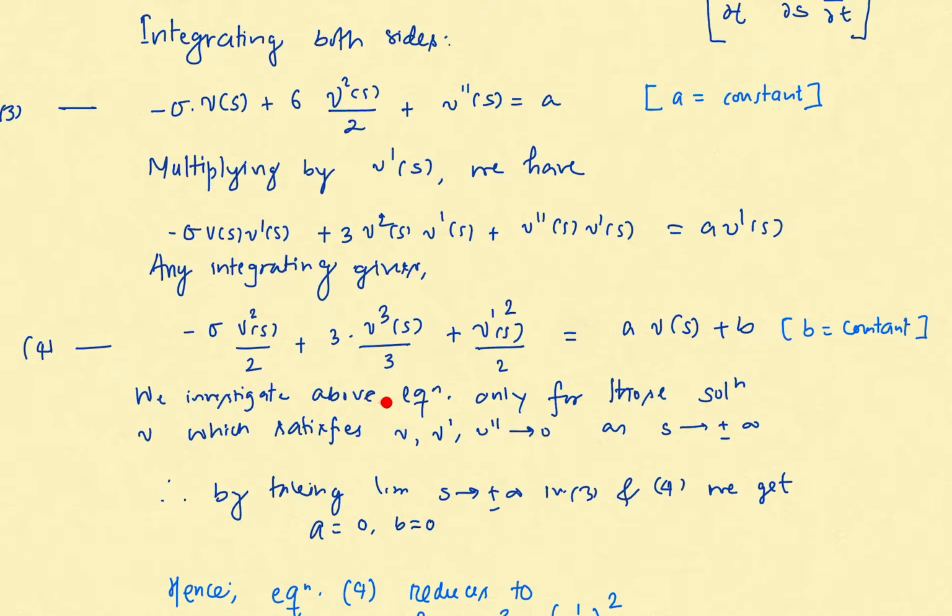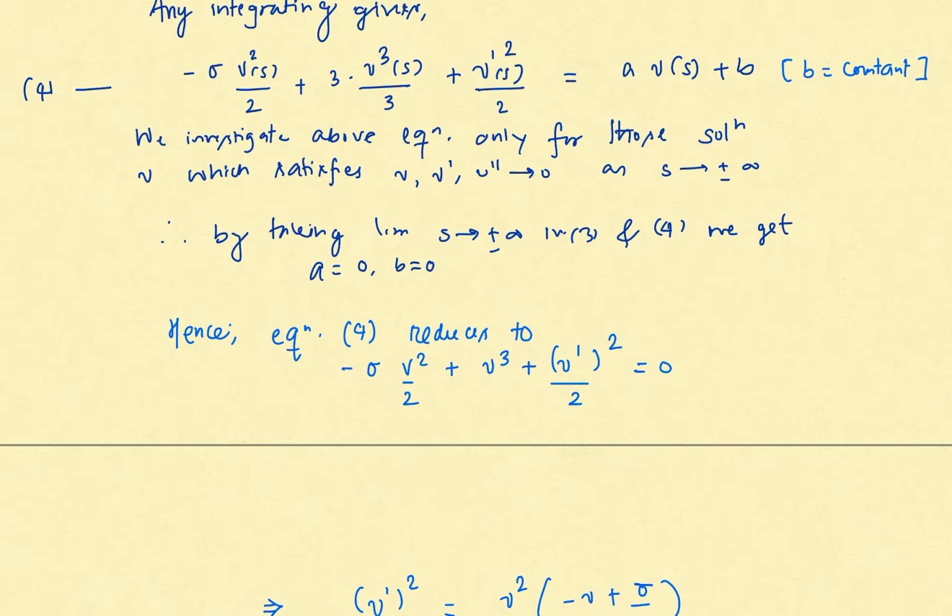Now we investigate the above equation for those solutions v which satisfy that v prime and v double prime approach 0 as s approaches plus and minus infinity. By taking the limit s to plus and minus infinity in equations 3 and 4, we get a equals 0 and b equals 0. So now this equation reduces, with a equals 0 and b equals 0.